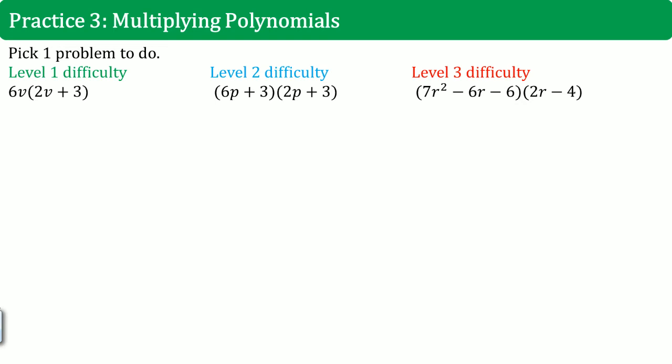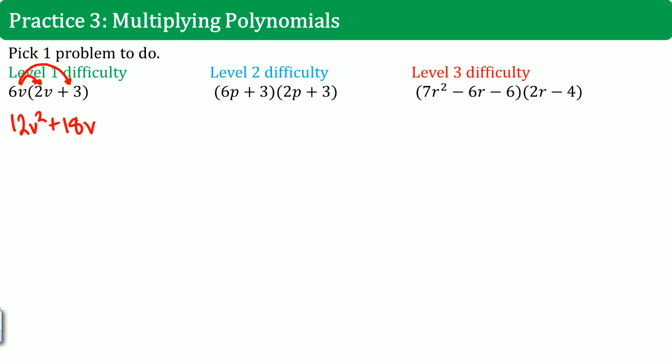So distribute 6v to the 2v. That becomes 6v times 2v, which gets us 12v squared. Do you see that? Then you have 6v times 3, which gets you 18v.